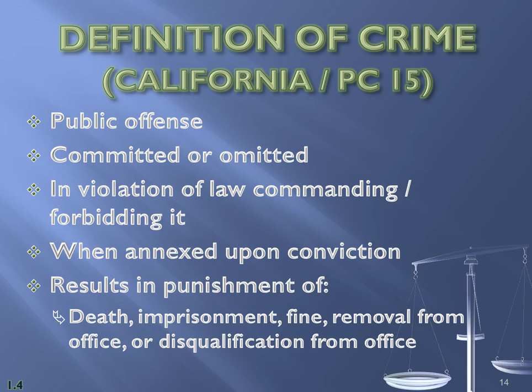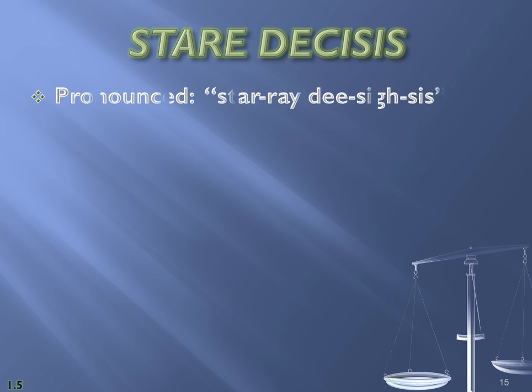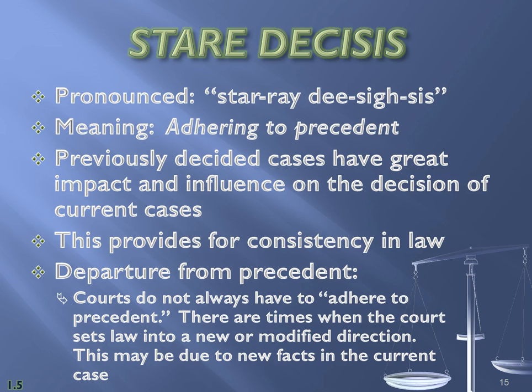Moreover, you know that if you commit that public offense, it can result in all of those things that were listed: death, imprisonment, fine, removal from office, or disqualification to hold a certain office. Now, we talked earlier a little bit about that phrase called stare decisis.